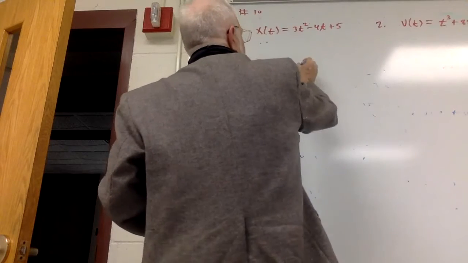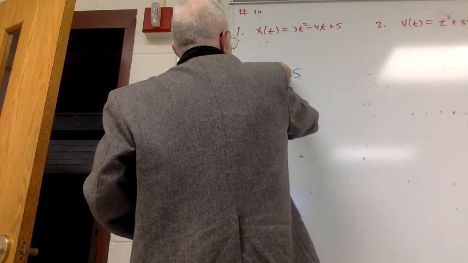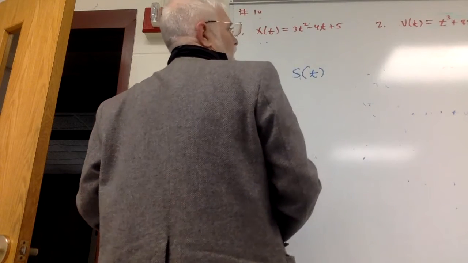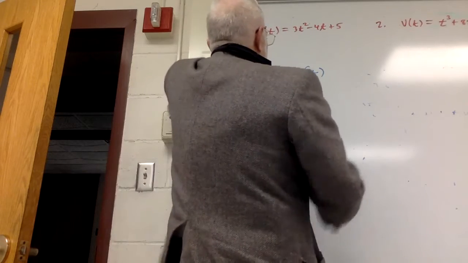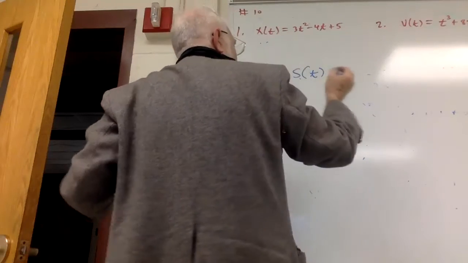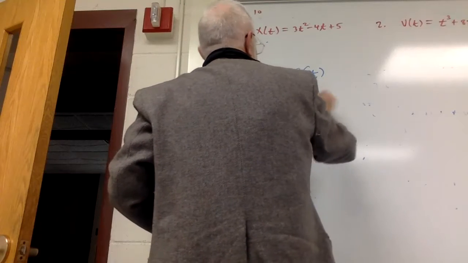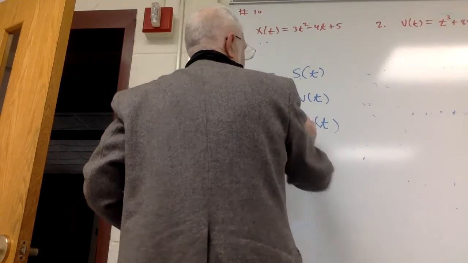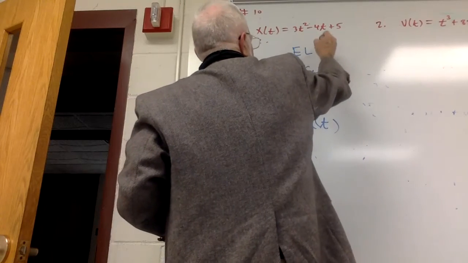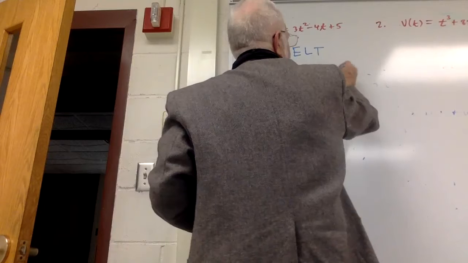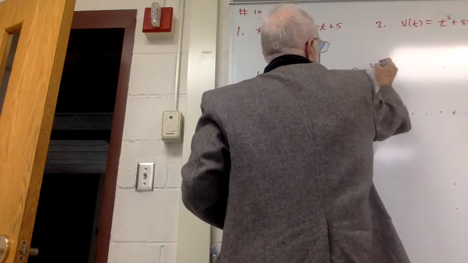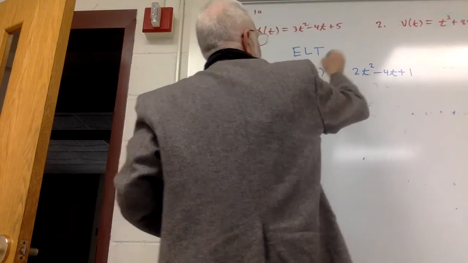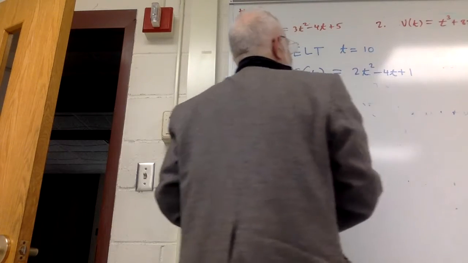Sometimes position is not written as x of t. Sometimes it's written as s of t in science textbooks. And I want the equation of the tangent line to this position function, which you can think of as y. Velocity you can think of as y prime. And acceleration you can think of as y double prime. I'm going to do the equation of a tangent line to the position function 2t squared minus 4t plus 1. And let's do the equation of the tangent line at t equals 10.